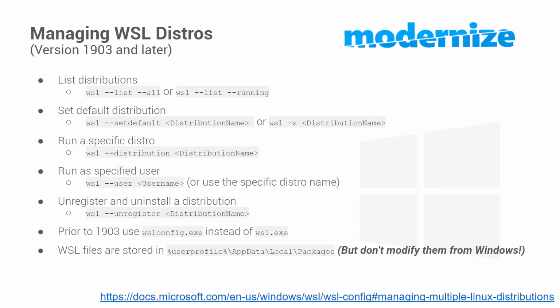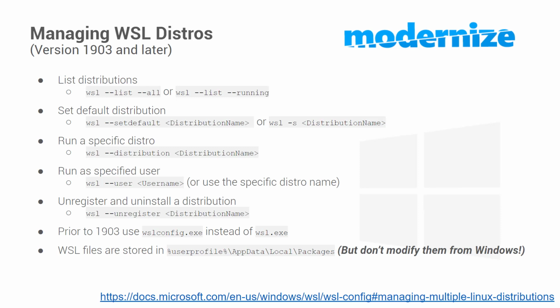And if you're prior to 1903, which is the current version, so if you're not fully updated, then you use WSL config instead of WSL for those commands above. There's the path: user profile, app data, local packages, and you'll find some sort of name in there that's kind of mangled, but will include the distro name and like canonical if it's Ubuntu or something like that. And you can find it in there, and you can dig into it further to find those files.